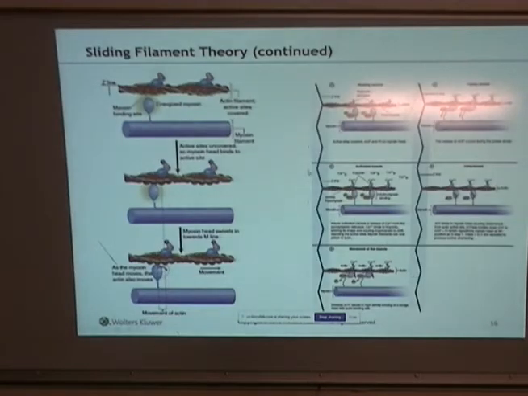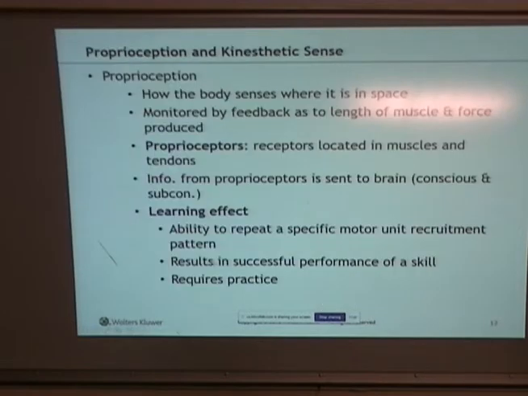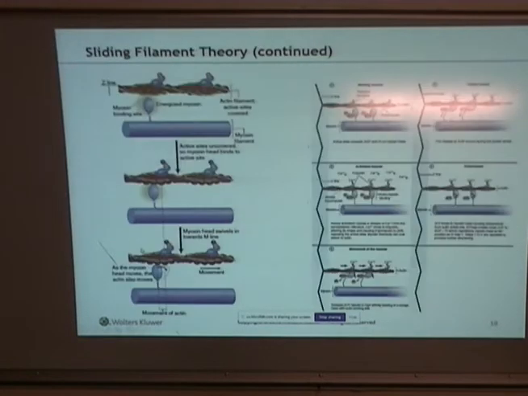So there's some rather super diagrams in this chapter showing how this works. So here's the myosin, and it flicks, here it flicks, and the movement would be to the right. Okay.